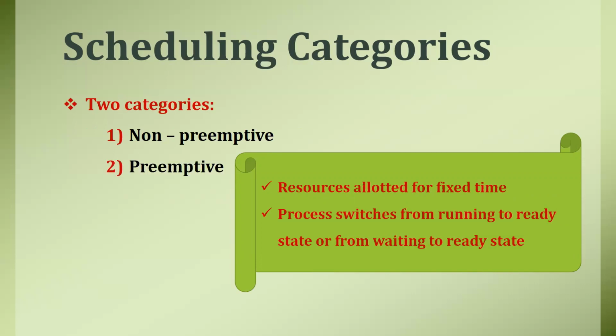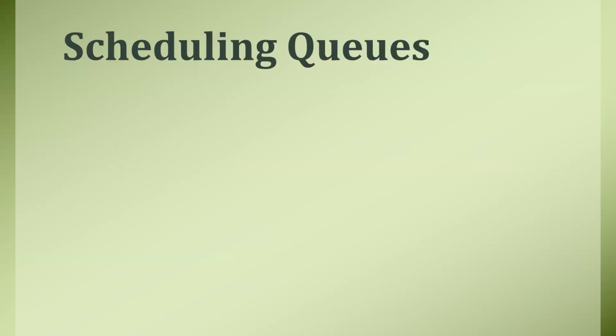In preemptive scheduling, the OS allocates the resources to a process for a fixed amount of time. During resource allocation, the process switches from running state to ready state or from waiting state to ready state. This switching occurs as the CPU may give priority to other processes and replace the running process with a higher priority process.